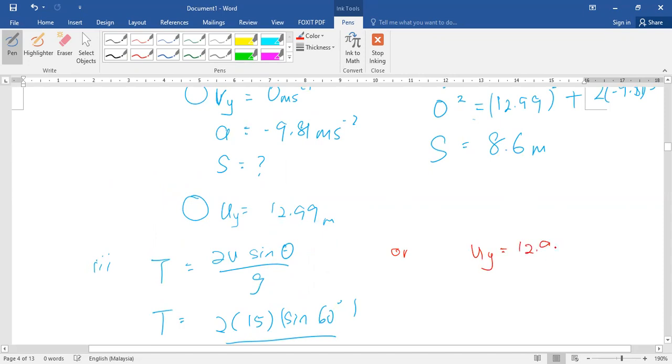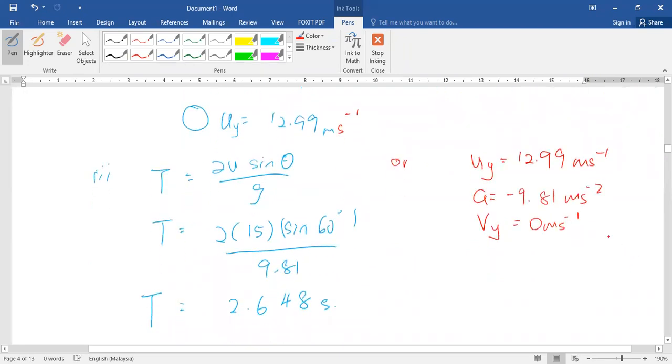I use this information: ux, uy is equal to 12.99 m/s, and a is negative 9.81 m/s squared. Vy at the maximum height is equal to 0 m/s. And what is the t? That is the time to reach maximum height.